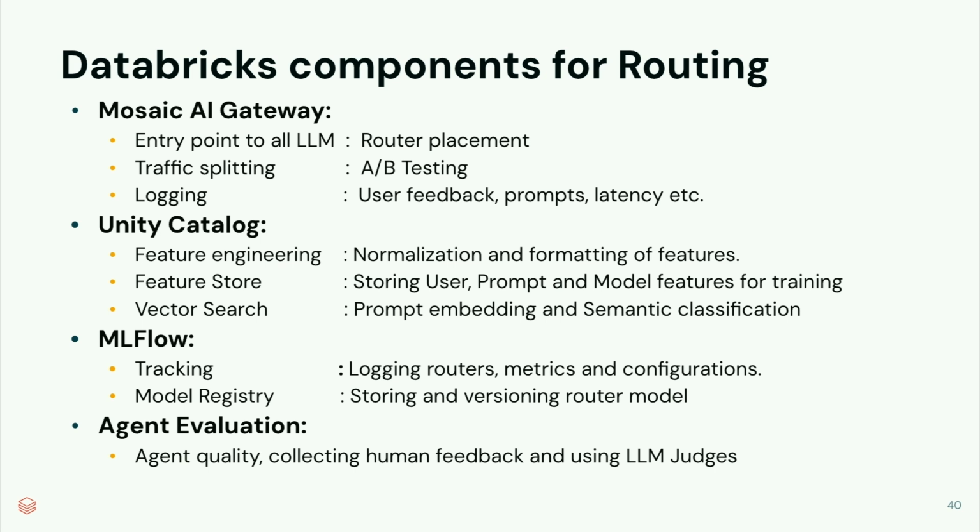Unity Catalog: we talked a lot about the features, like the different features for the prompt, for the user, and for the model that can be put into the model to bake a really intelligent LLM router. So that's where Unity Catalog comes into the picture. And for semantic routing, we would want to have a prompt embedding and a vector database, which is provided by Databricks. So we can use those components.